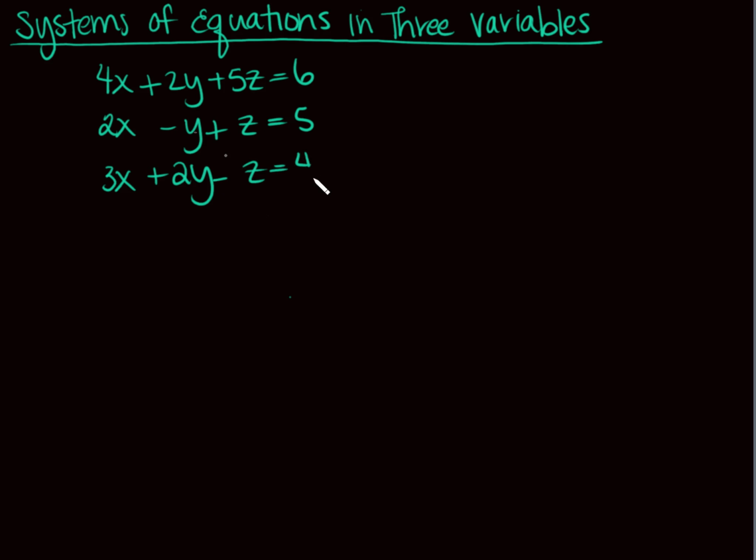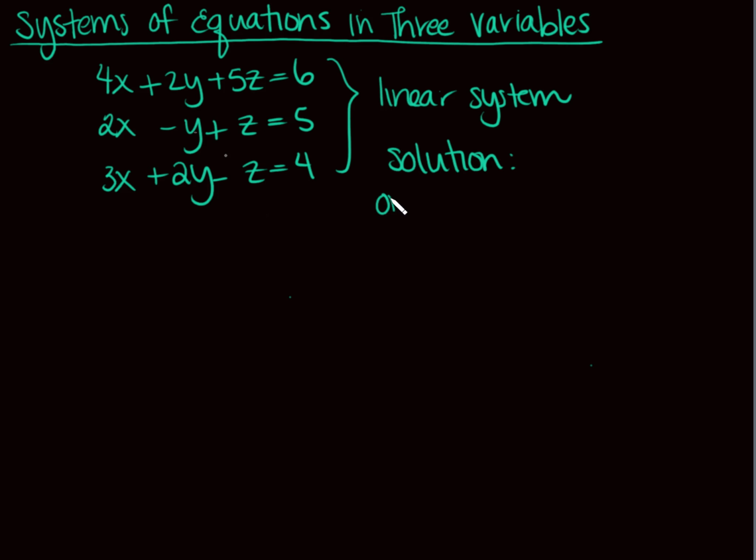So for example, something like this is a linear system. It's a linear equation in three variables. Why do we say it's linear? Because every term in the equation has an exponent of 1. That's what we mean by linear. And a solution to this system is what we call an ordered triple.